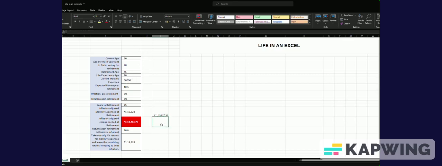For a moment, let's assume that this expense is going to remain constant from 45 till my life expectancy of 70. It's not constant, I'll come to that, but let's assume that it's constant. That means we will need this times 12 per year, and the number of years we are spending in retirement is 25. So that will come to around 3 crore 59 lakhs, 3,59,48,372 rupees. This is the corpus that we need to have.